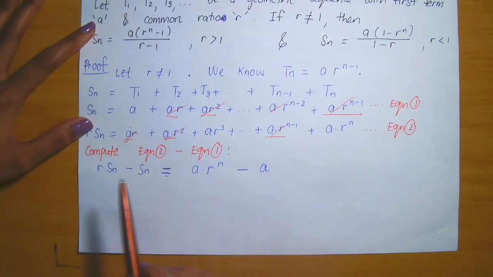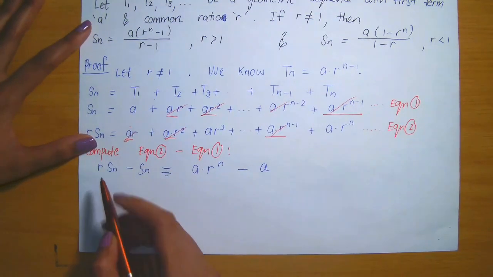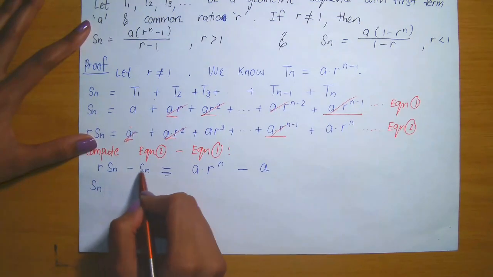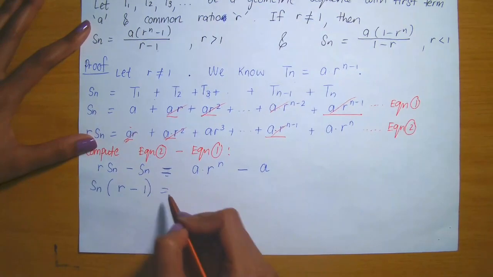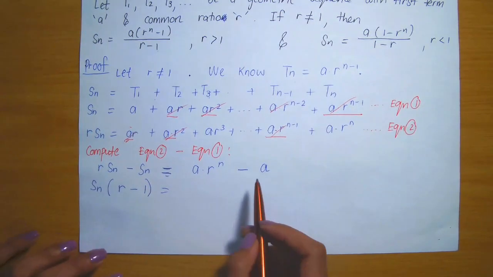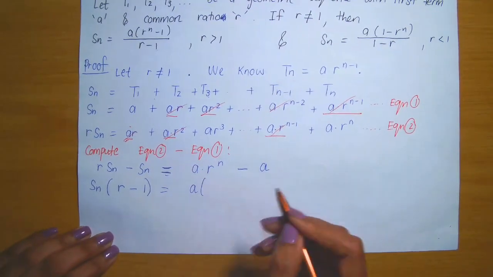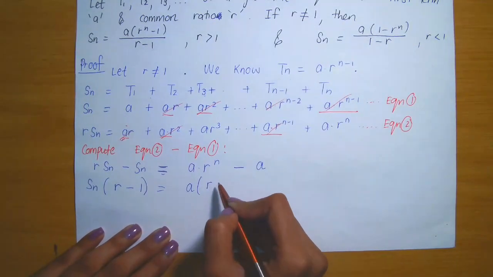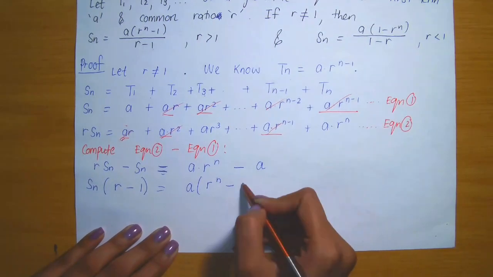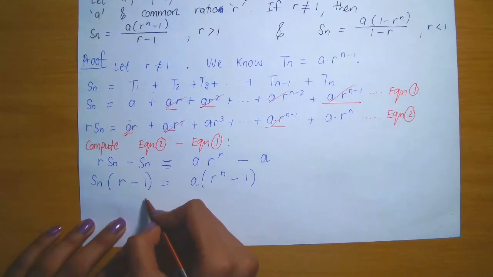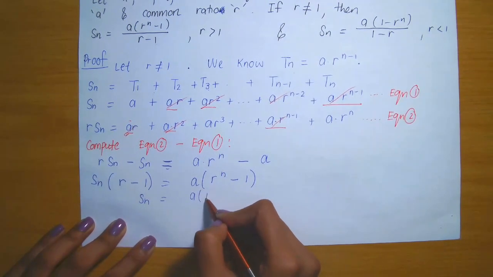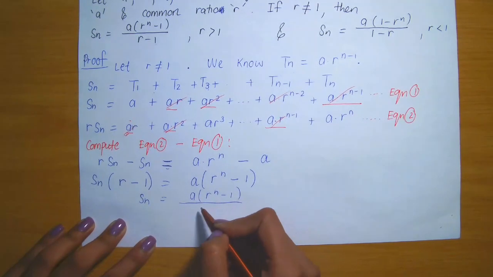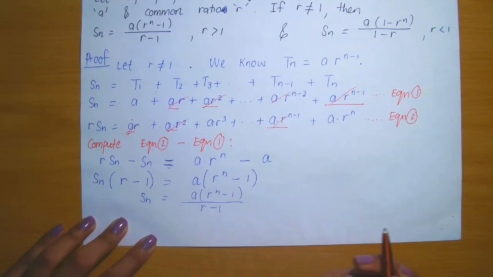So looking at this statement, on the left hand side, remember the end point here is that we want to solve for Sn. So let's factor out Sn. When I factor out Sn from here, I'm left with R minus 1. Looking at the right hand side, I observe that A is common. So I'm going to factor A out. When I do that, I then observe that R to the n minus 1 is left over. And now solving for Sn, I see that Sn is equal to A into R to the n minus 1 divided by R minus 1.